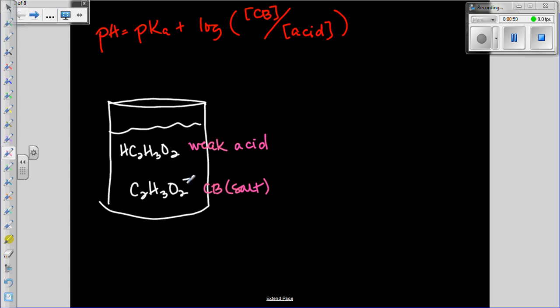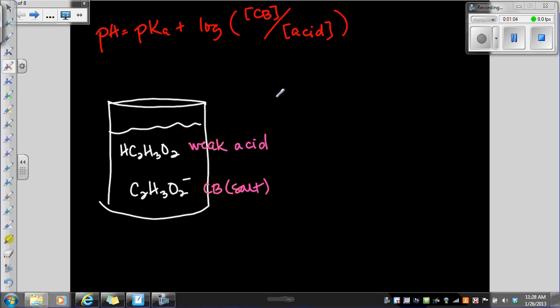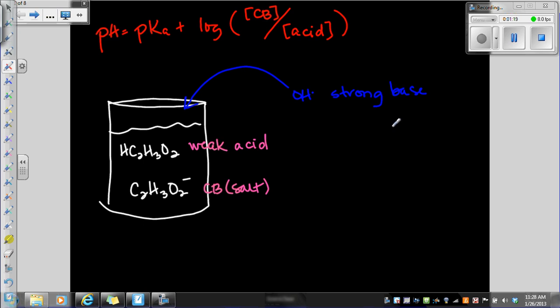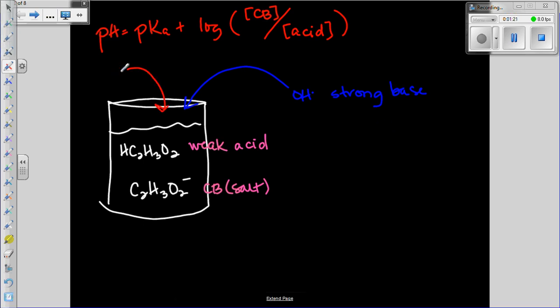So those two components. And when we talk about buffer capacity, we're talking about how much strong base can be added before that pH changes, or how much strong acid can be added before that pH is going to change.